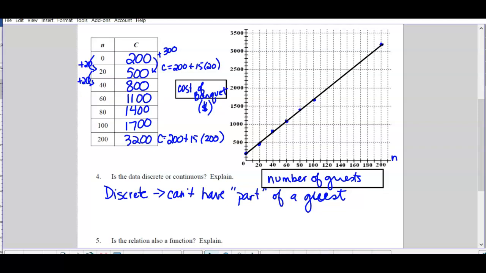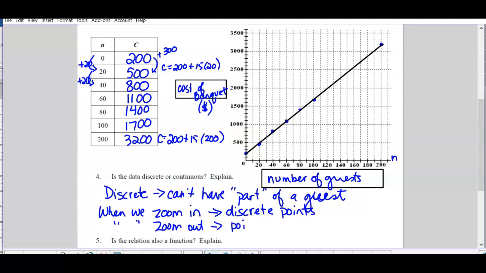So when we look closely, when we zoom in, we see discrete points. When we zoom out, which is kind of what this is, points look connected. But really they aren't.